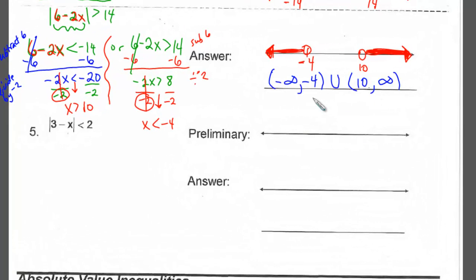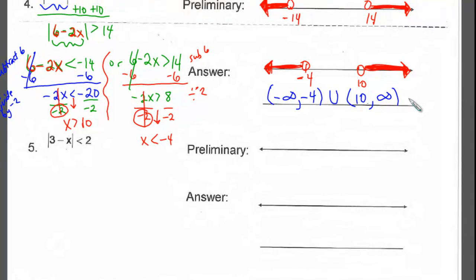So we write the answer negative infinity to negative 4. These are both open brackets. Union 10 to positive infinity.